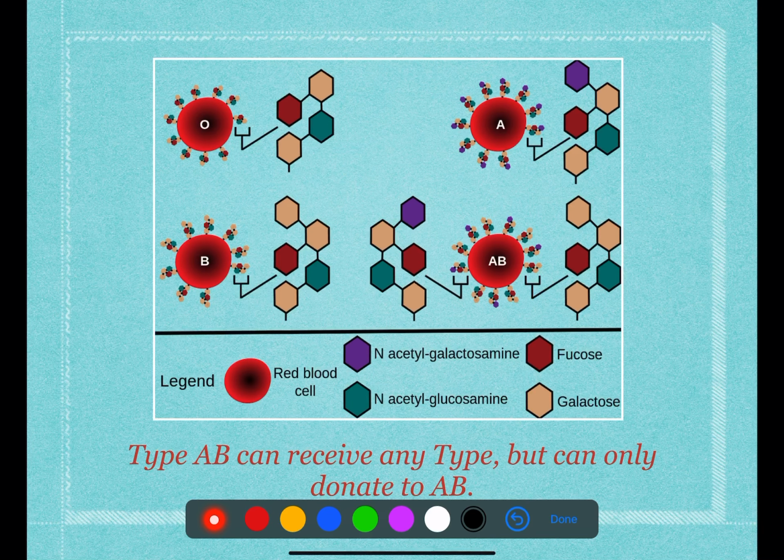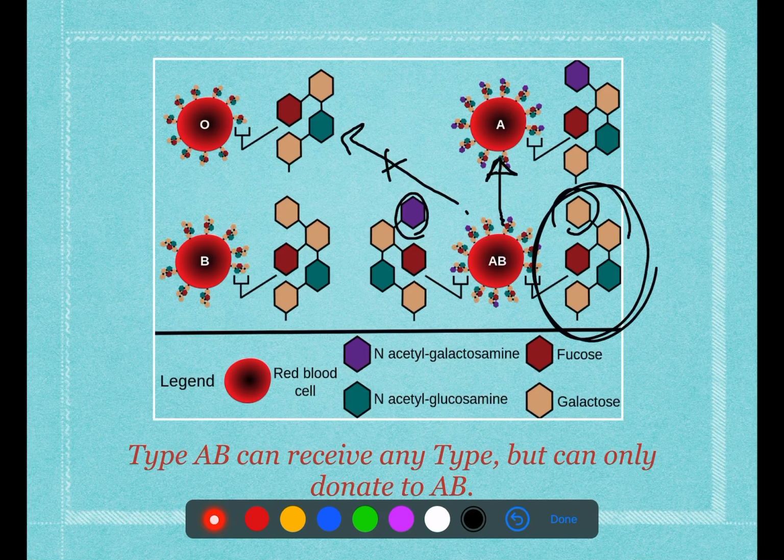Type AB can only donate to other people with type AB blood. You cannot donate AB blood to type O because of these extra carbohydrates right there, so that won't work. You can't donate to type A because they are incompatible in this part. You can't donate to type B because they're incompatible in this part. So AB is capable of receiving any blood type, but cannot donate to anyone.